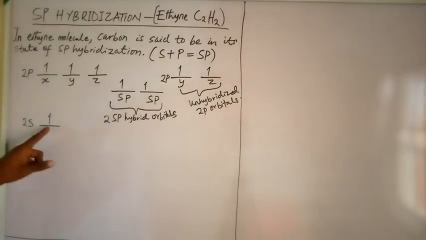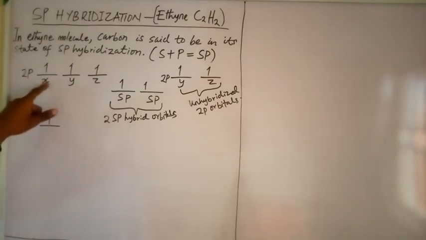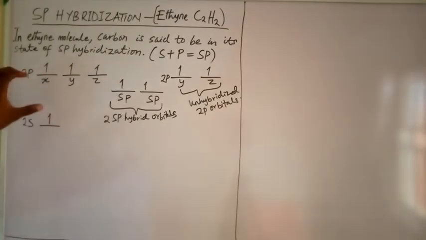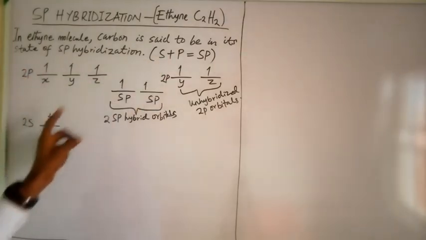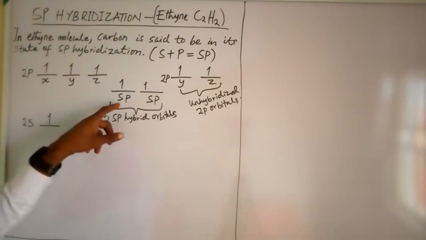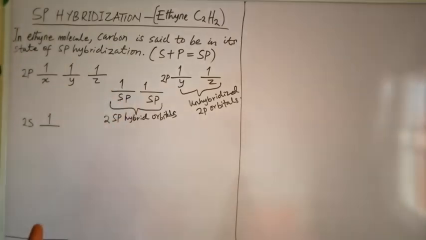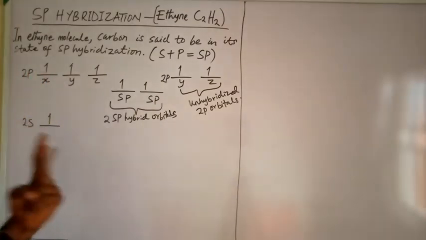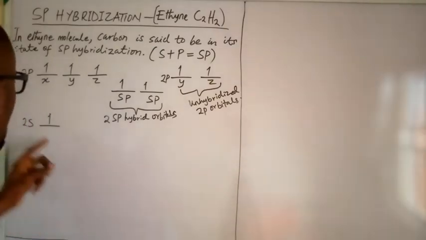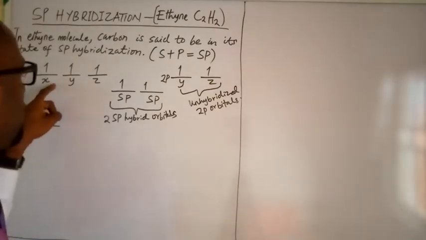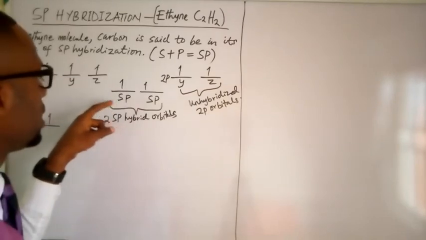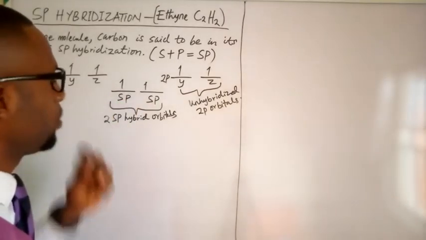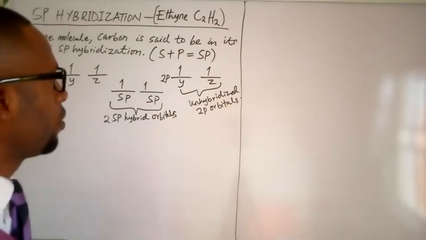Okay, so we are combining the s orbital with the x orbital. When you mix these two orbitals, which is one s orbital and one p orbital, you are going to have two sp hybrid orbitals because the number of orbitals is conserved. One orbital combined with one orbital, so we are going to have two hybrid orbitals. Because we are mixing an s and a p orbital, that's sp orbital 1 and sp orbital 2.